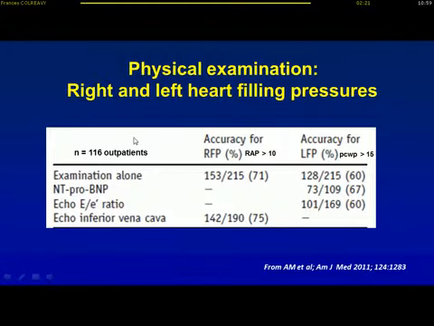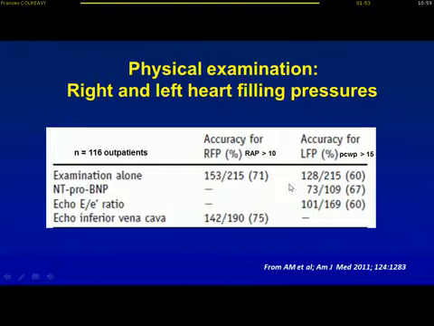All of the patients subsequently went and had a right heart cath, and they diagnosed elevated right heart filling pressures in those patients who had a right atrial pressure greater than 10, and elevated left-sided filling pressures as patients who had a pulmonary capillary wedge pressure greater than 15. And by examination alone, they were right in estimating right-sided filling pressure elevation only 70% of the time. So a good third of patients were misdiagnosed, and even slightly less accurate on the left side.